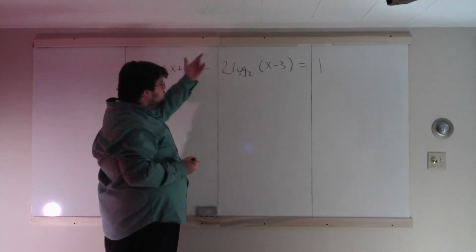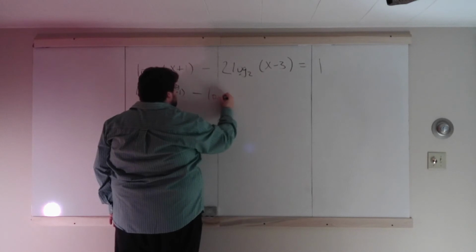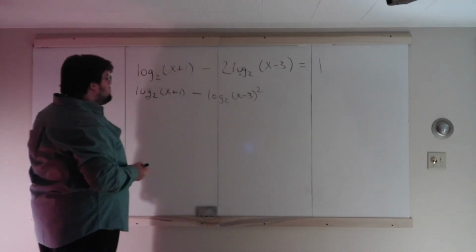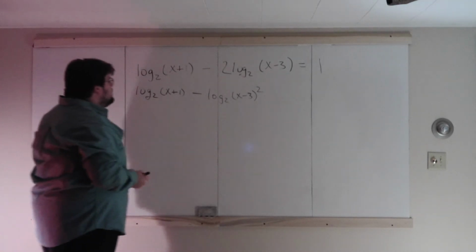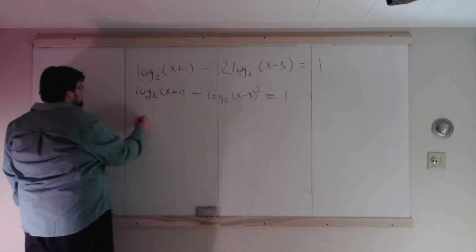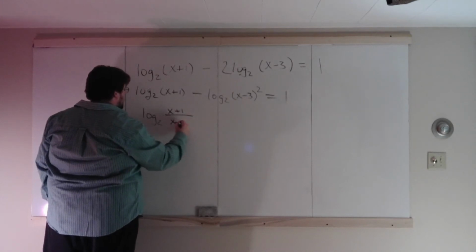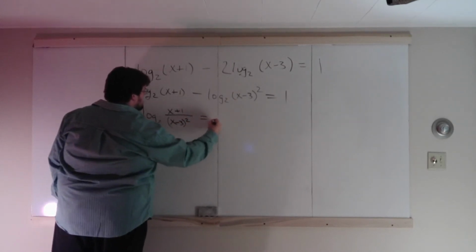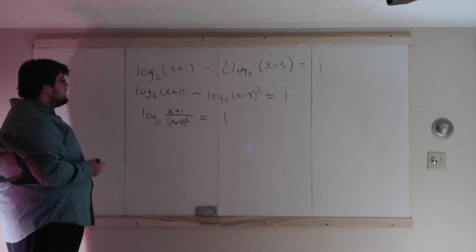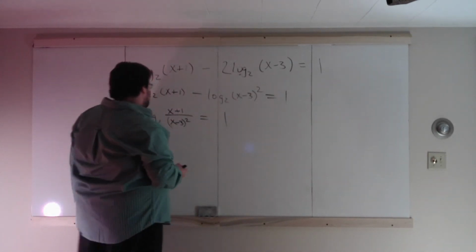But first, I'm going to put that 2 on the x minus 3, because that is a property of logarithms. Multiplication becomes an exponent. Still equals 1. And now we have a subtraction, so we can combine these on the left using division. Still equals 1. We haven't done anything to the right side. So these are subtracted logs with the same base, so it's log of this thing divided by that thing.